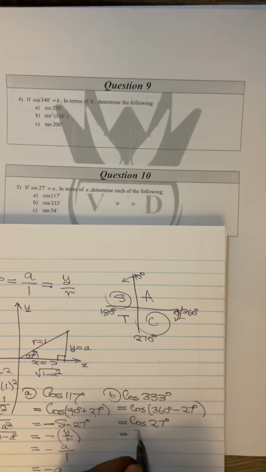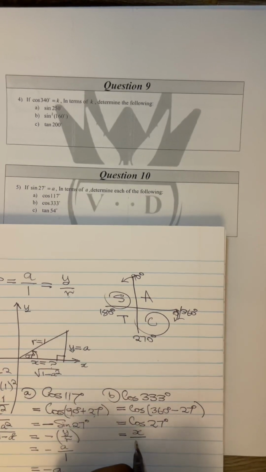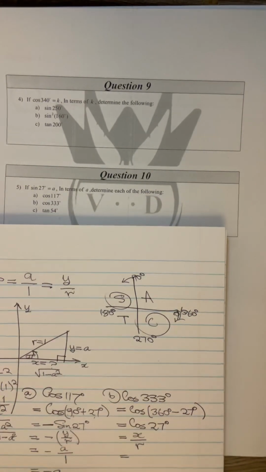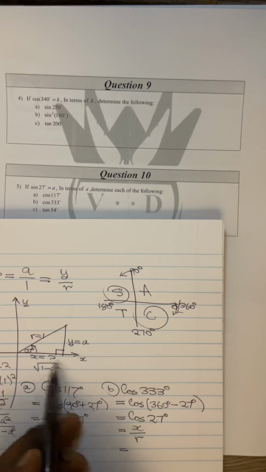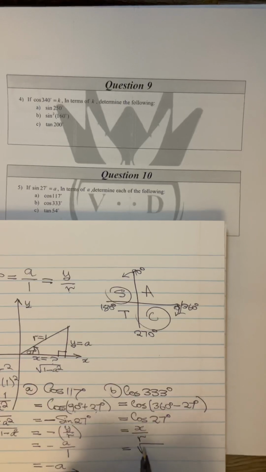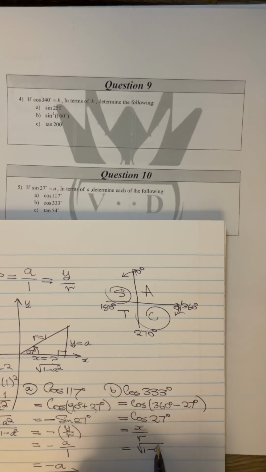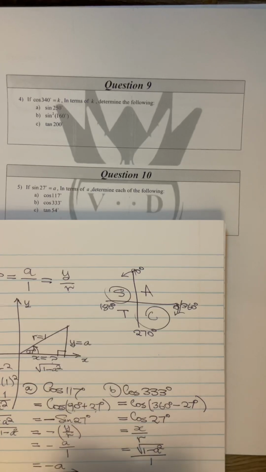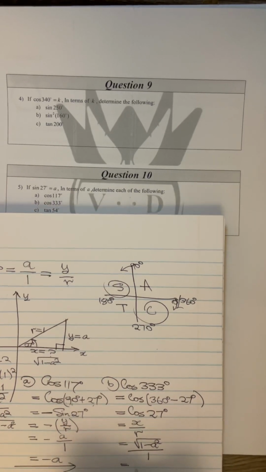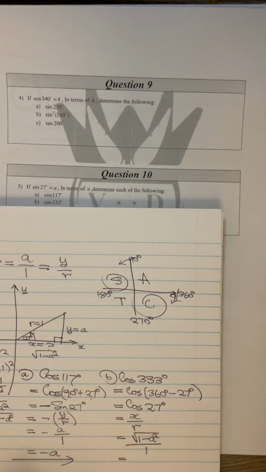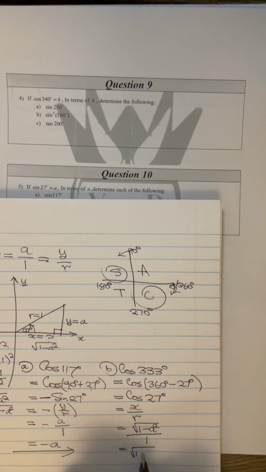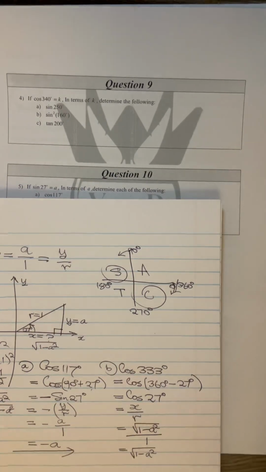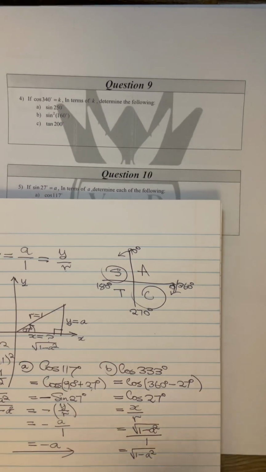Therefore cos is the same as x, which is adjacent, over r, which is the hypotenuse. Now in this case we will be having x, our x value is the square root of 1 minus a squared over r, which is basically going to be over 1. Our answer therefore, it will be the square root of 1 minus a squared. This is how simple this section is.